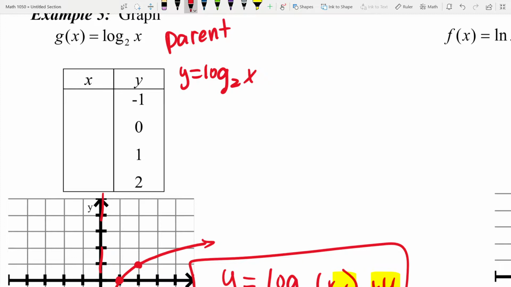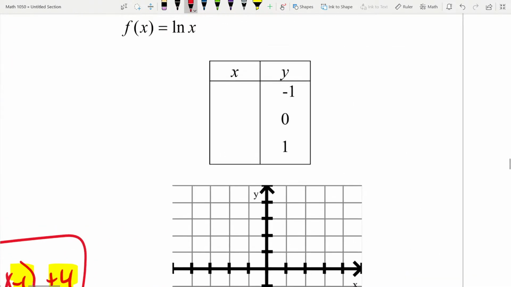So I'm going to have you convert this. Everybody go 2 to the y is equal to x. I want you to use that to plug the values of your table in. So if y is a 1, 2 to the first is a 2. If y is a 2, 2 to the second is a 4. If y is a 0, 2 to the 0 is a 1. If y is a negative 1, what is 2 to the negative first, everybody? 1/2. Yeah, the 2 comes down, change your signs, right? That's it.